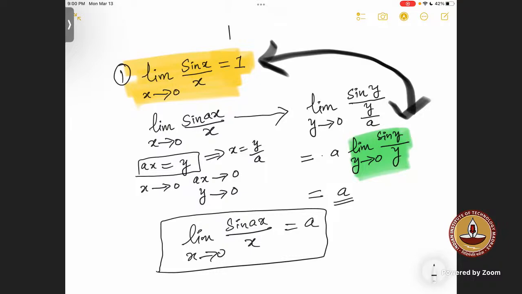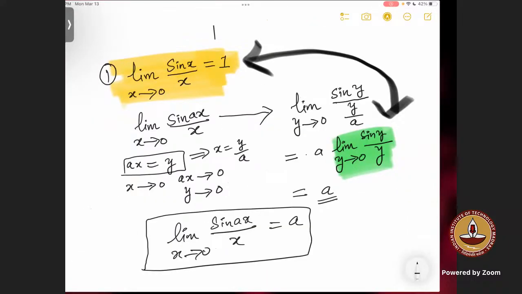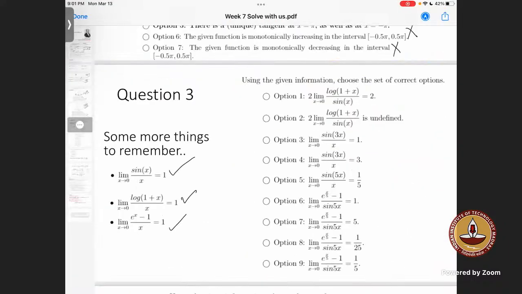Now with this logic, we try to see the options. So now tell me, for option 3, what will be the limit value? That's going to be 3, sir.